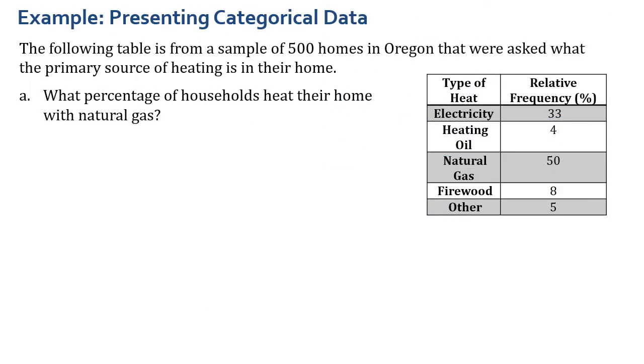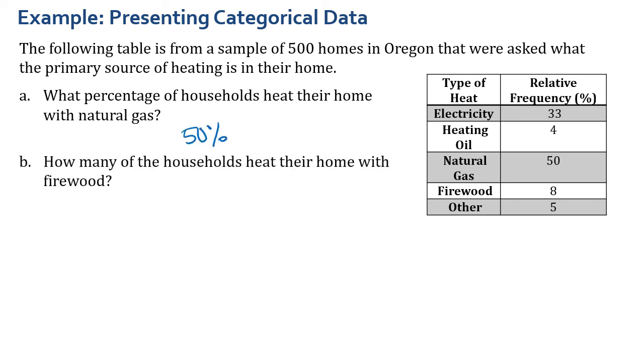So let's look at this. The following table is a sample of 500 homes in Oregon that were asked what the primary source of heating is in their home. What percentage of households heat their home with natural gas? So in this case, what we've been presented with is a relative frequency table. This will help us figure out the percentage of households that heat their home with natural gas. So I can easily see that the people that heat their home with natural gas, that's 50%.